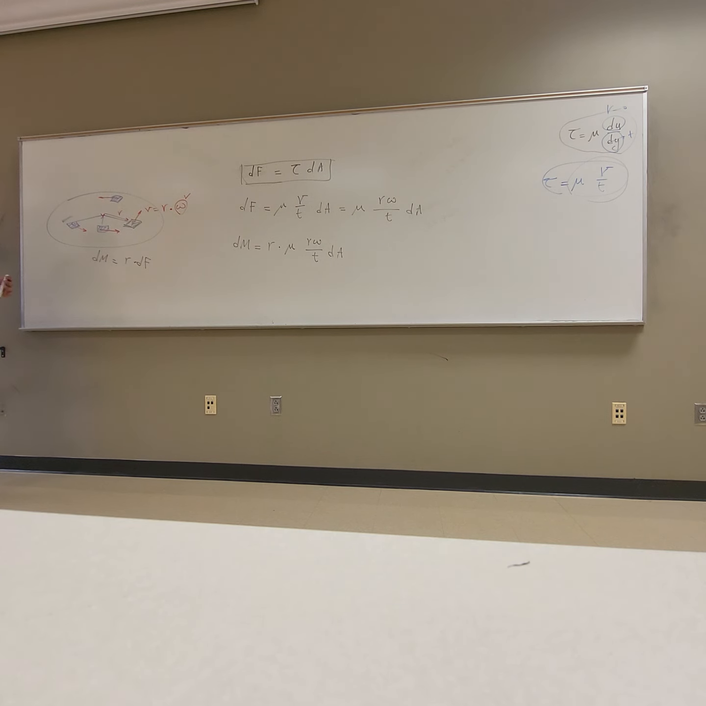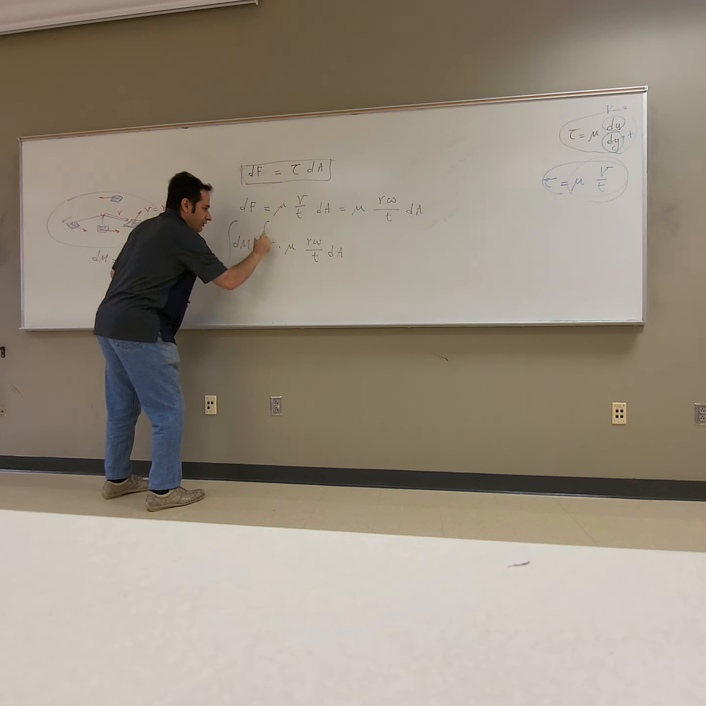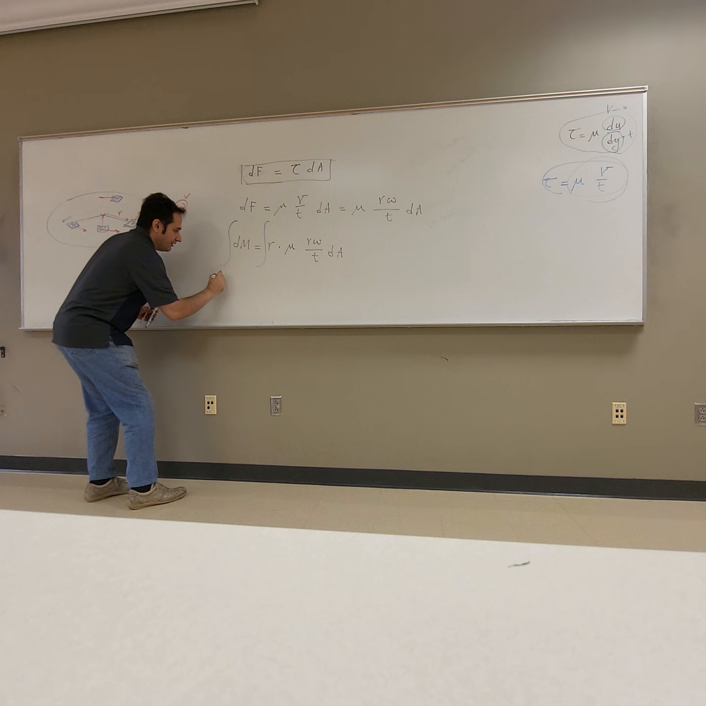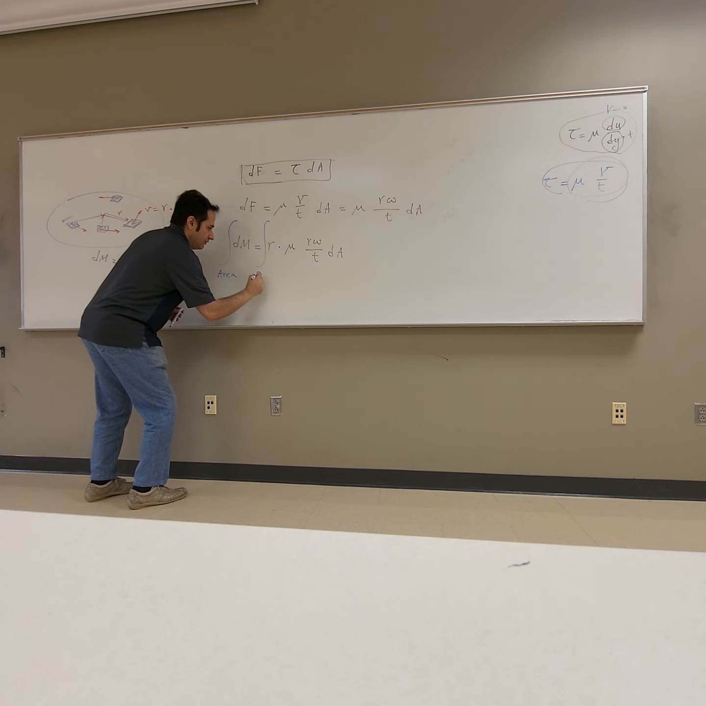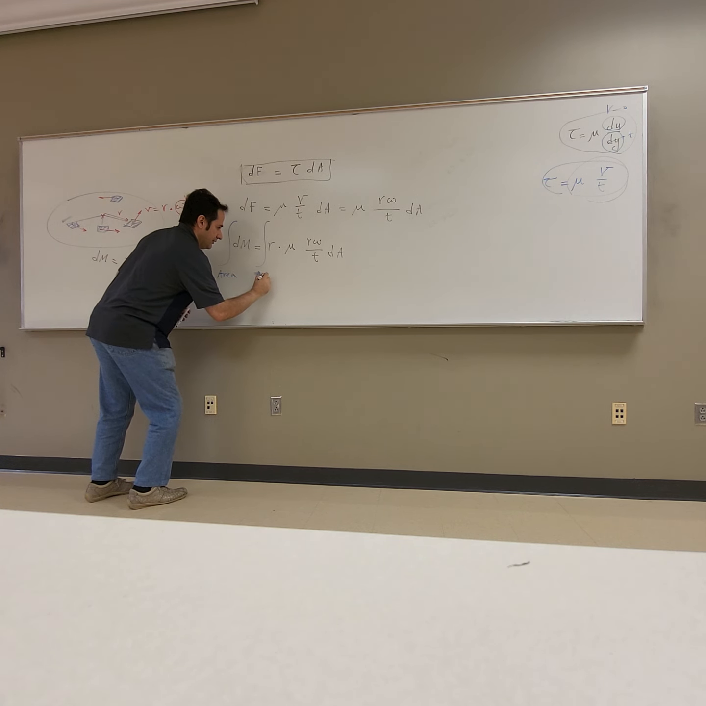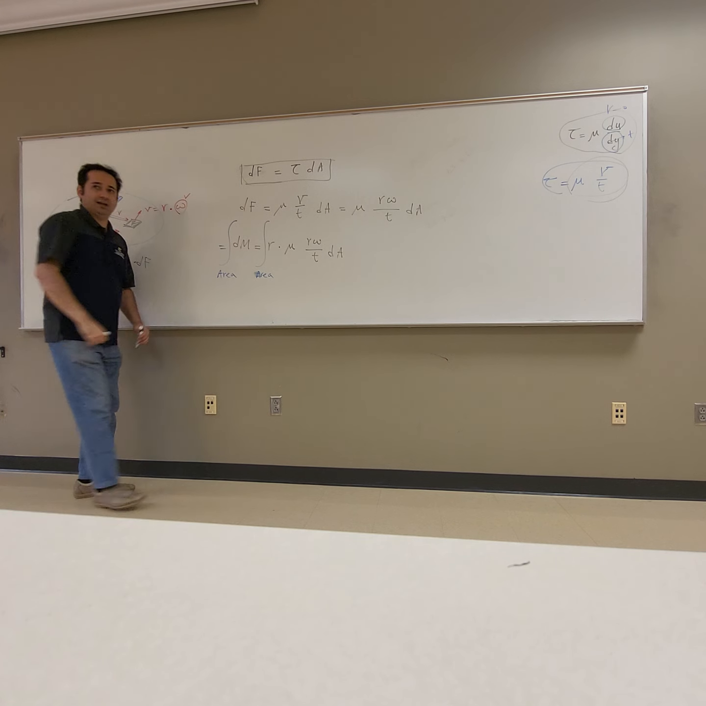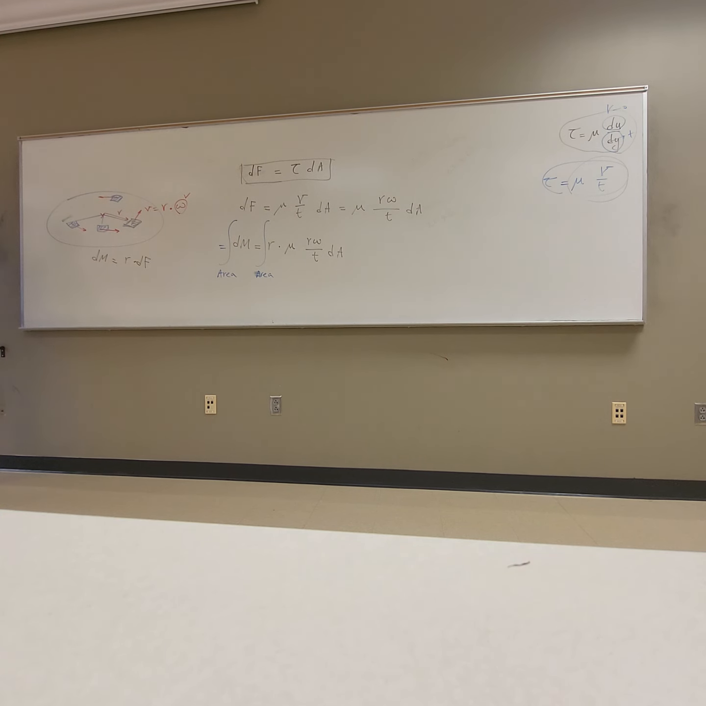And if I integrate all these little elements over the entire area, what do I get? The moment of all those little elements combined together, what do I get? The resultant moment that is applied to the top plate, which is equal to the moment read by the sensor.